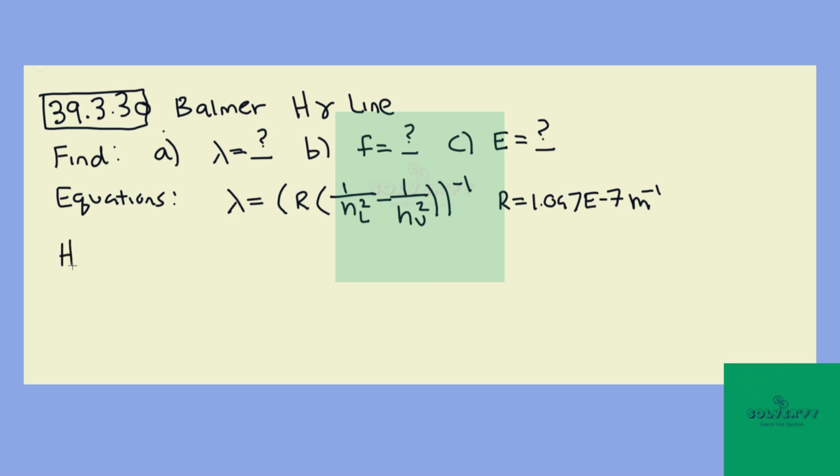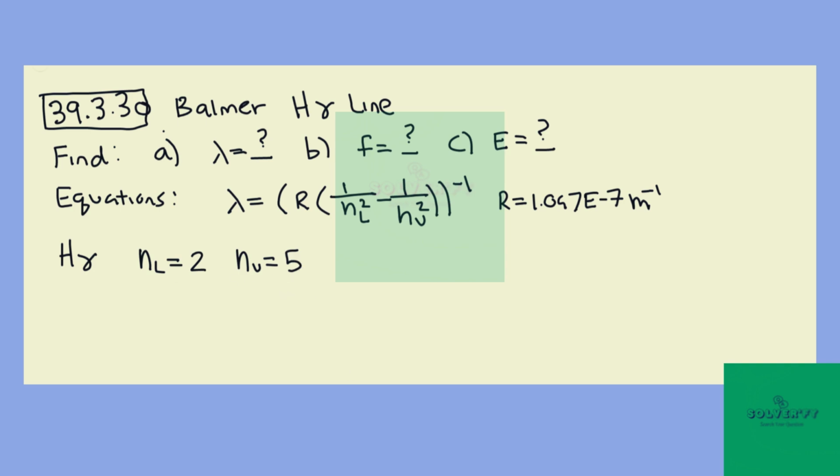So recall for the H gamma line, the lower value is n equals 2. The upper value is n equals 5. And the text discusses the convention for how these are determined. The upper level increases with the Greek letters, so H alpha would be 3, beta is 4, gamma is 5. That's how we get to these particular indices.